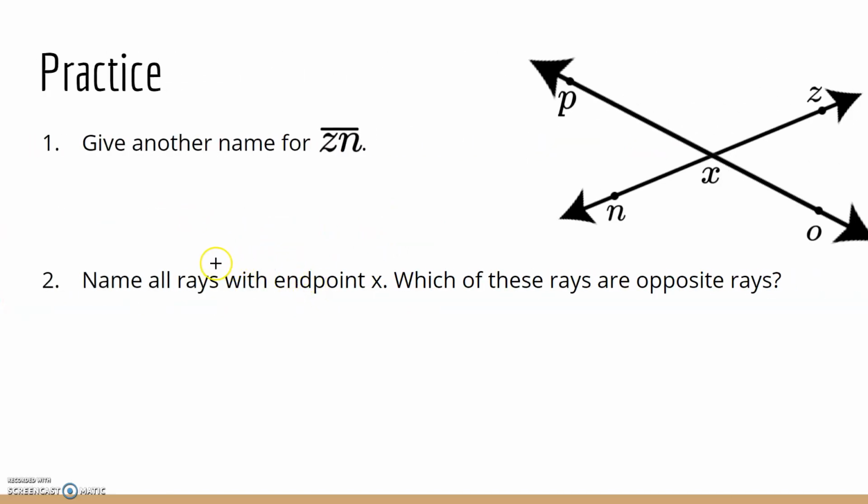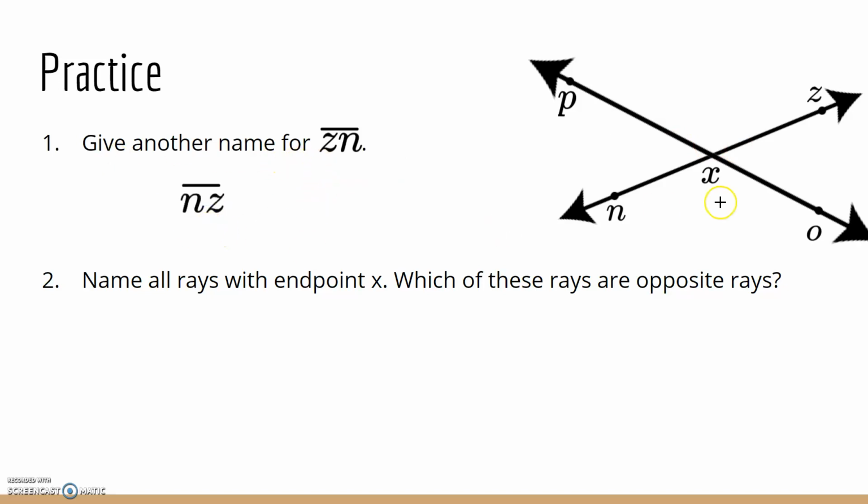Alright, now there's more practice right here. Pause the video, try this out, come back for the answer. Alright, now that you're back, here it says give another name for ZN. So this line means line segment ZN. Give another name for ZN.